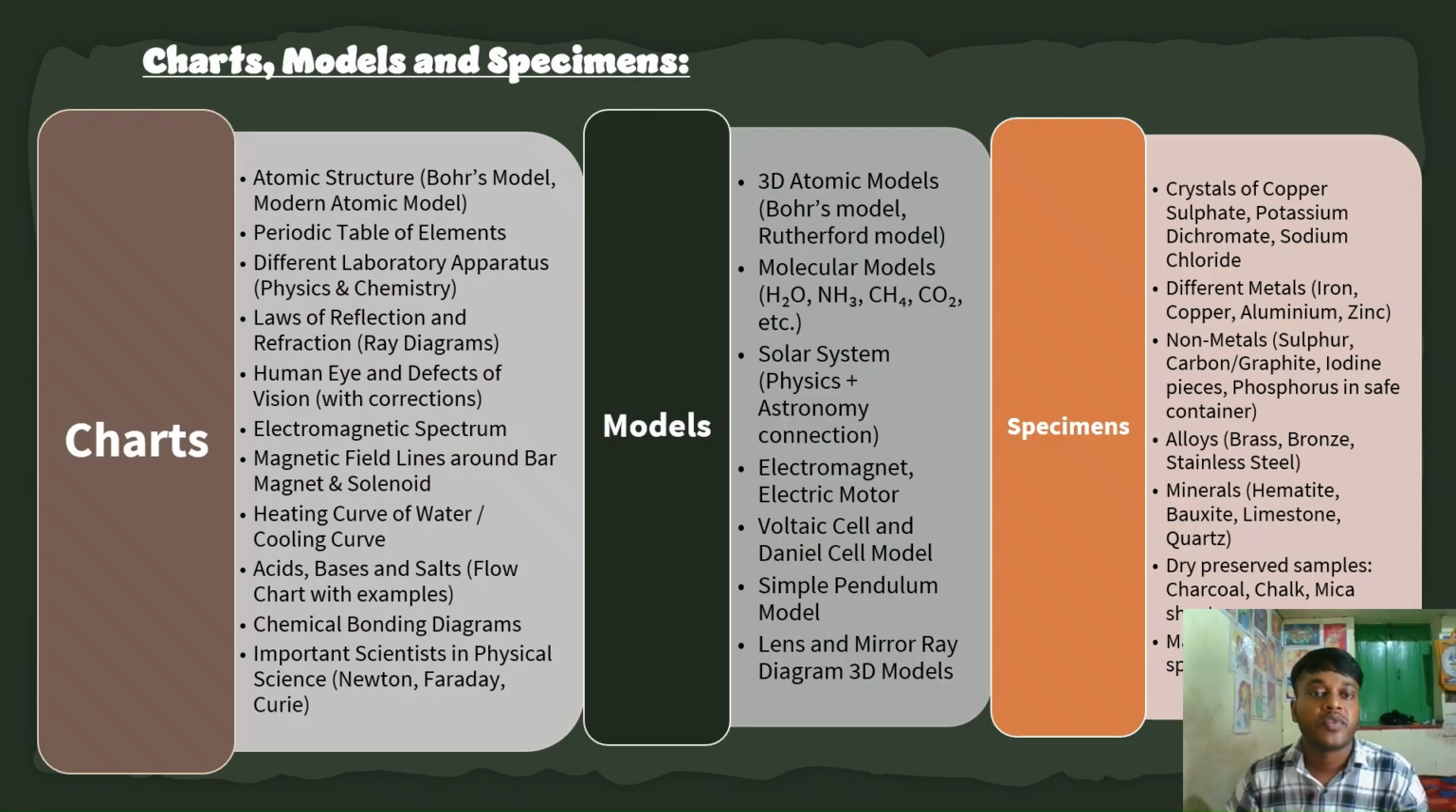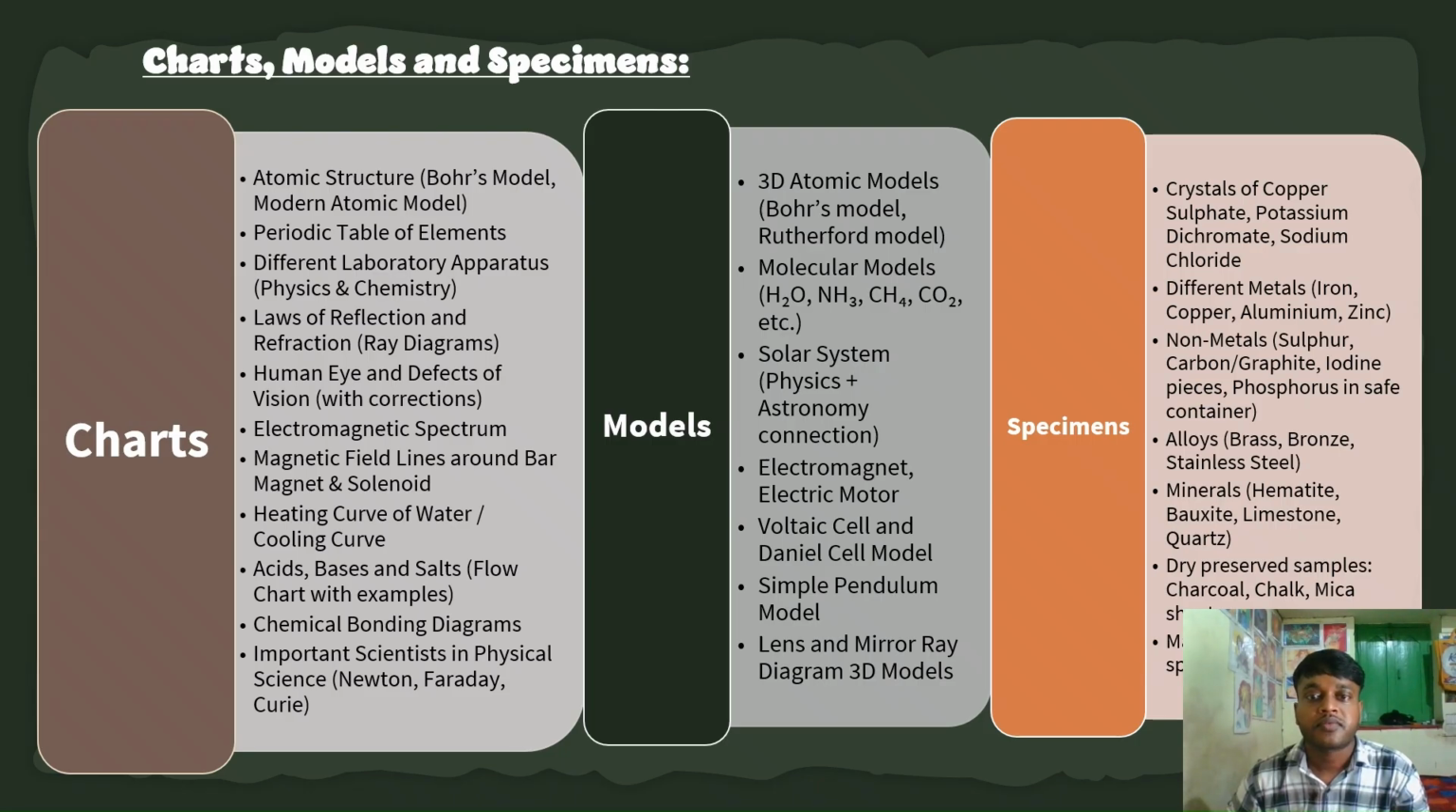Charts are an effective way of teaching students. Visual support works in a great way to support the lesson. For a physical science laboratory, charts should include atomic structure, periodic table, different laboratory apparatus, law of reflection and refraction, eye and defects of vision, electromagnetic spectrum, magnetic lines around a bar magnet and solenoid, heating curve of water, cooling curve, acid base salt flowchart with examples, and chemical bond diagrams. Photos of important scientists like Newton, Faraday, and Madame Curie should also be there.